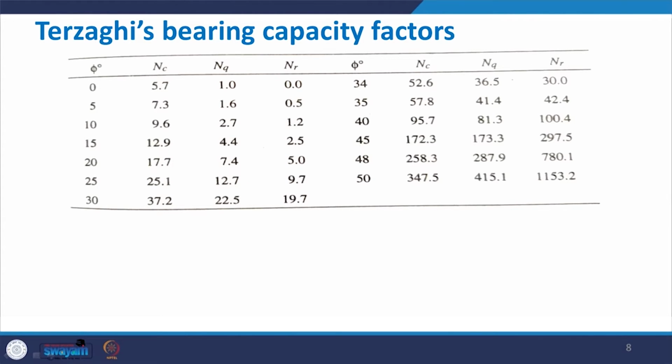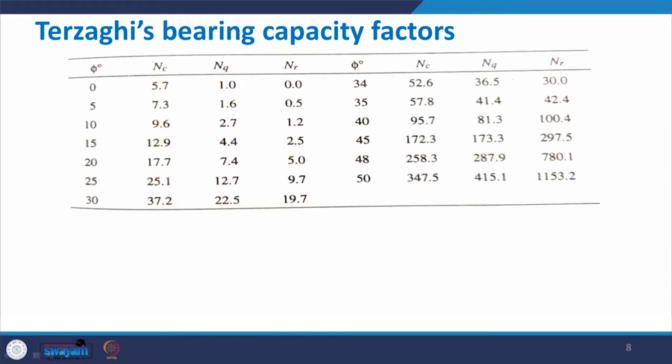Initially, when you increase the value of phi, the increase in these parameters is not so much, but at the higher values there is an exponential change. For example, when you go from 25 to 30, the increase is given in the last 2 rows, but when you increase from 34 to 35, even a 1 degree increase will increase the values of NC, NQ and N gamma quite a lot. And further, the values, for example NQ, started from 1 but end up at 400.